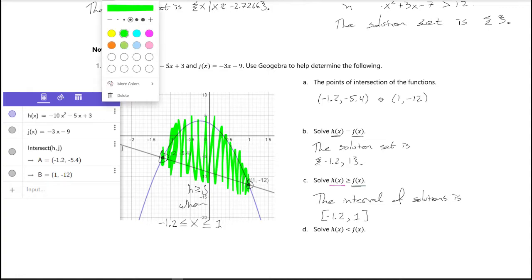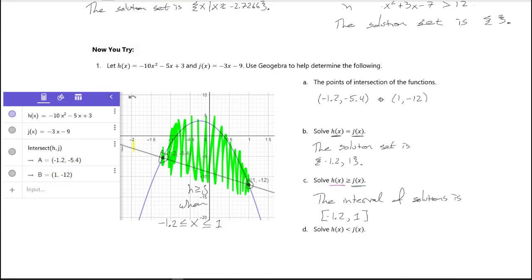All right, next we want to know where is h of x less than j of x. So that's where the purple line is under the gray line. You can see that in the yellow shaded region, so h is less than j out to the left here, when x is less than negative 1.2. And to the right, we see that h is less than j. The purple line's under the gray line when x is greater than positive 1. And there we do not include those endpoints because there's no equality here that we want in the inequality. So that h of x is strictly less than j of x.